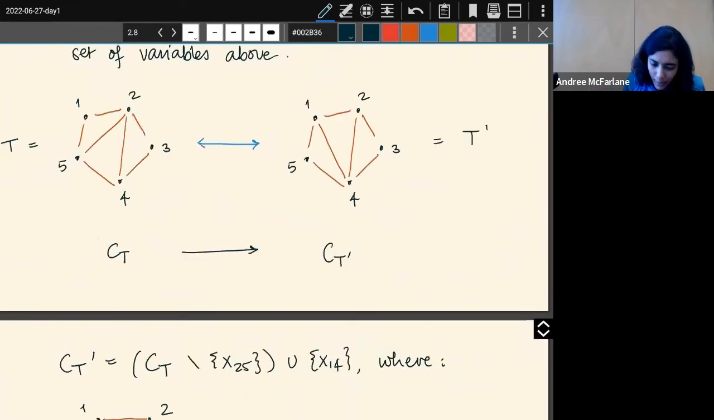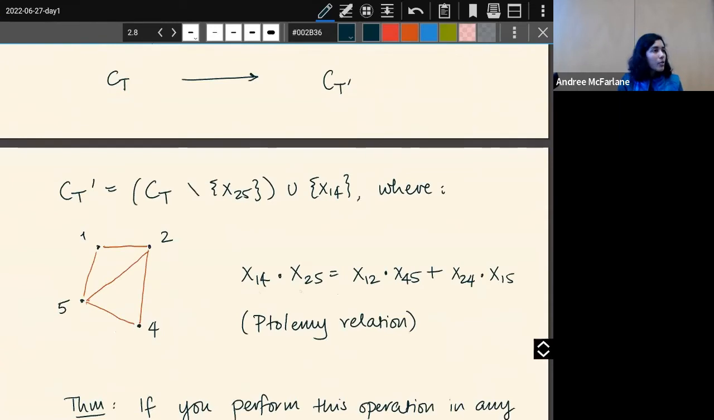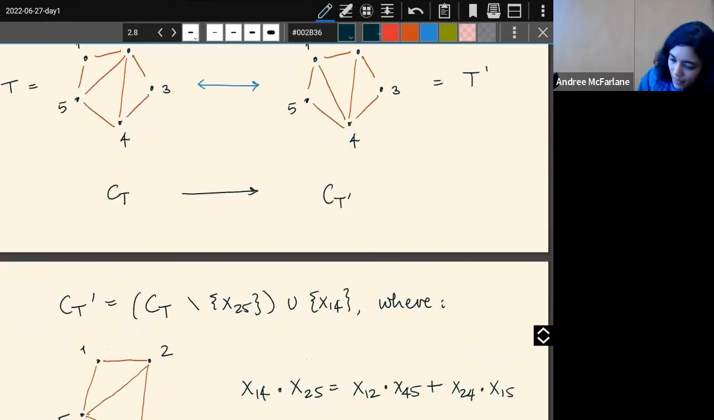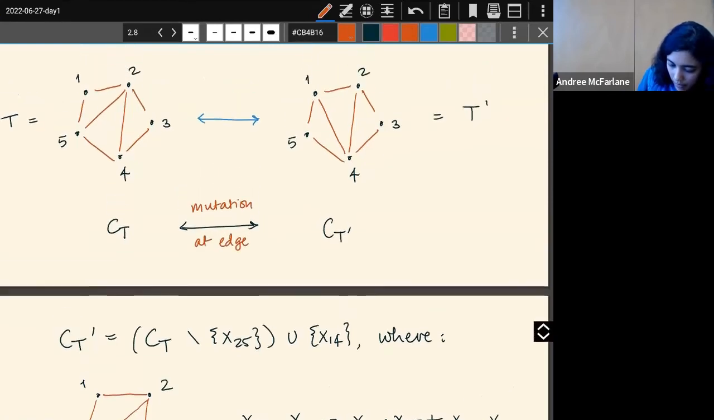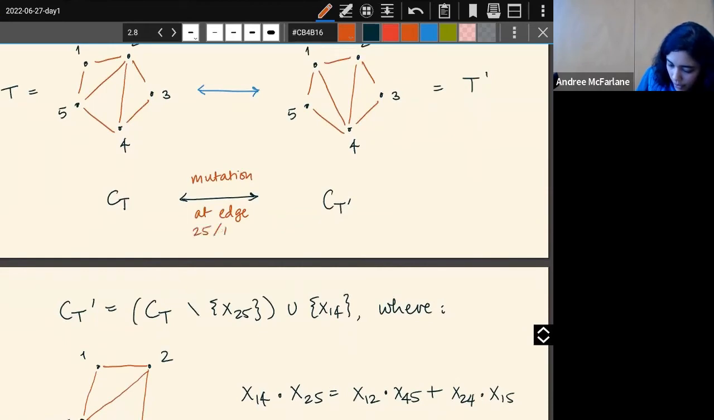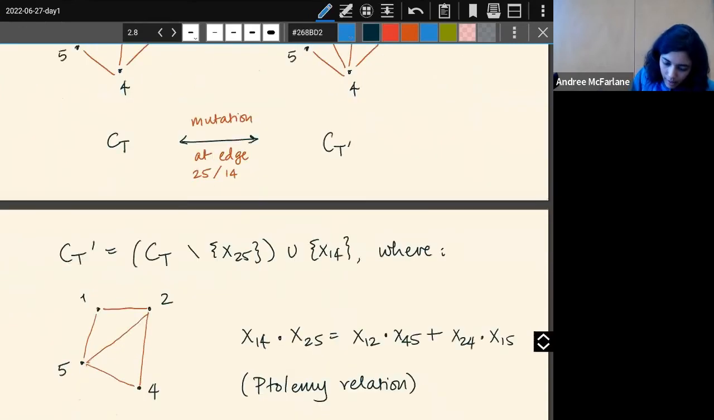So let me just say a bit of terminology. This operation here, going from CT to CT prime, is called mutation. And by the way, I defined it as a one-way process, but it is of course reversible, because the relation is symmetric in x1,4 and x2,5, so I can go back the same way. So I'll draw a double arrow here, and this is called mutation at the edge 2,5 or 1,4, depending on your perspective. And these subsets of variables here are called clusters.